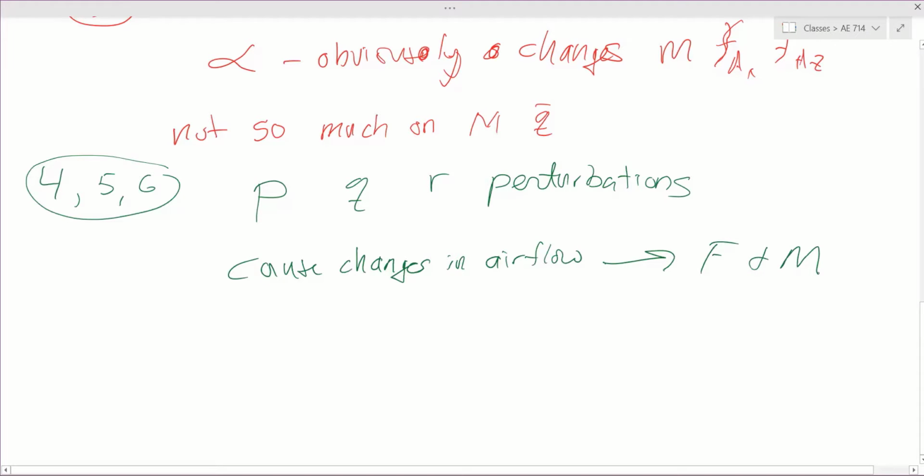And in fact, that's the fundamental reason behind the alpha and the beta perturbations: alpha changes the airflow around the wing, beta changes the airflow around the vertical tail. And so changes in airflow, we know, changes the aerodynamics and changes the aerodynamic forces and moments. So I guess we should put an A on the bottom here. All right, so that was easy.